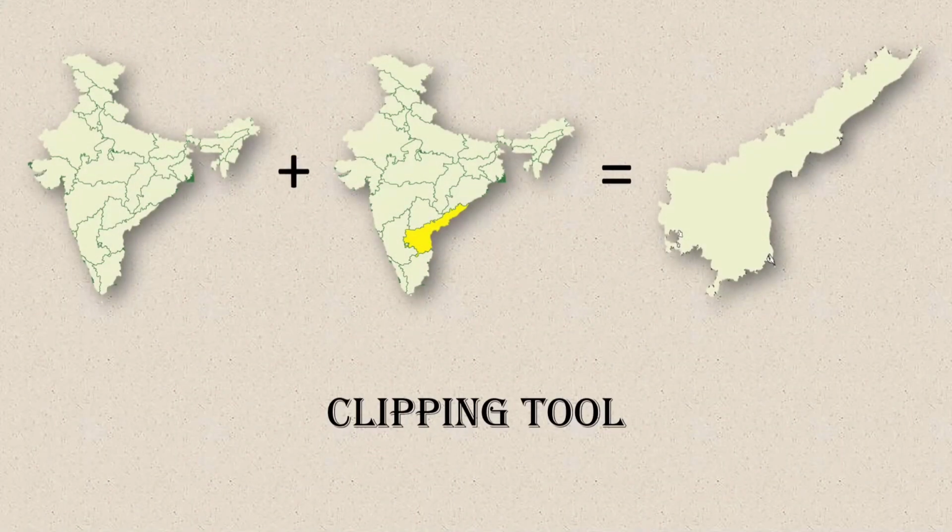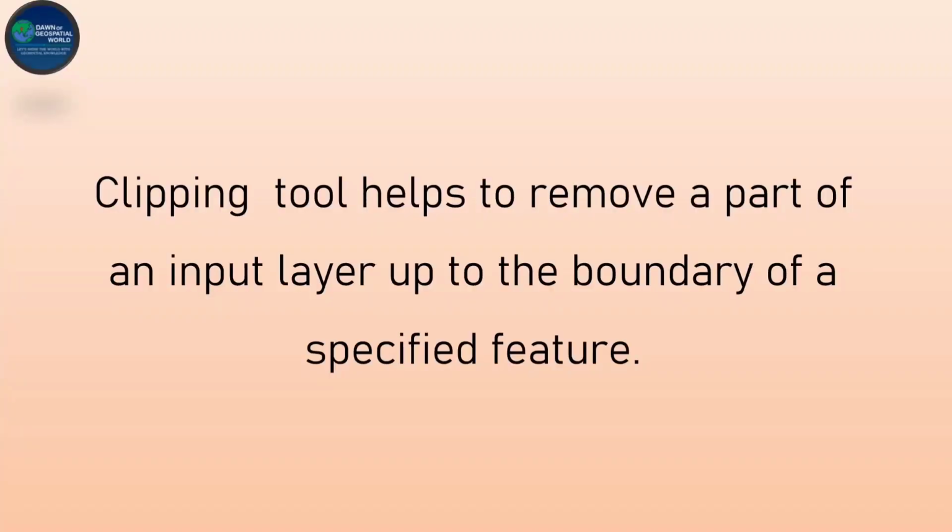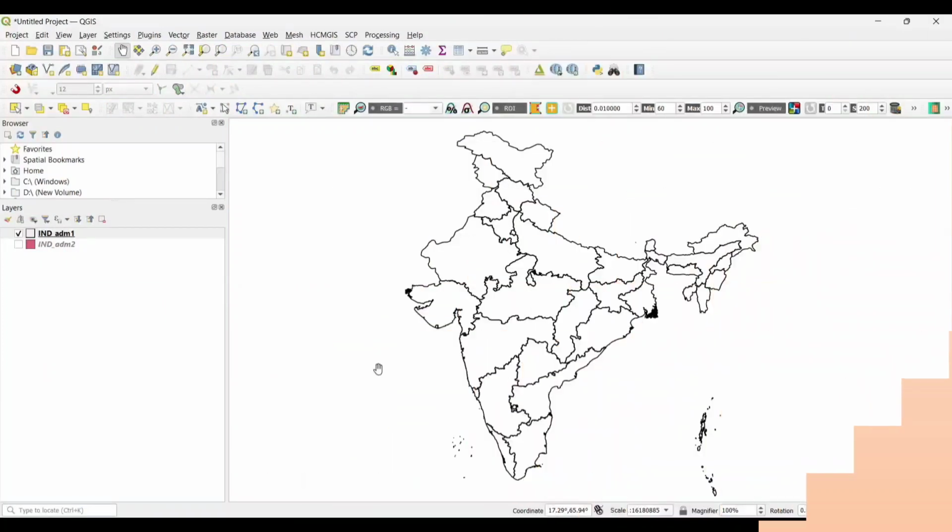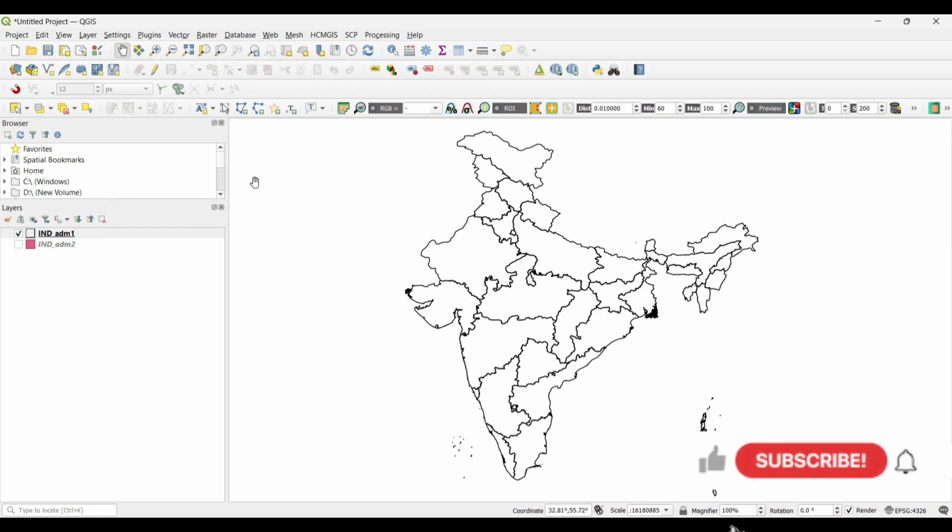Clipping tool. It helps to remove a part of an input layer up to the boundary of a specified feature. Such as, for example, I am using India shapefile. Now I want to clip an area. Just click on the select feature, select the area you want to clip. I am clipping Andhra Pradesh.